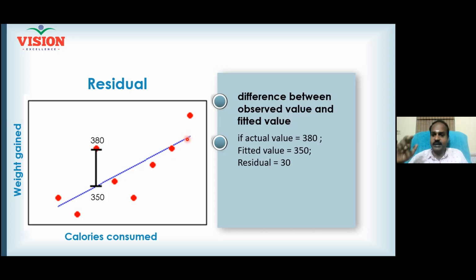So ISRO predicts the position of the satellite very accurately. Am I right? Tomorrow morning, 4 o'clock, the satellite will be in that particular position. Exactly, it will come to that position. How come they tell the position of the satellite sitting in a control room? They have the equation of the blue color line.